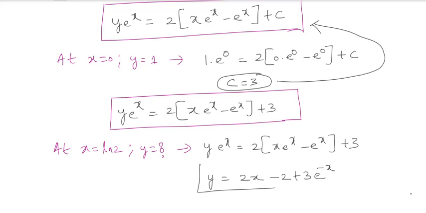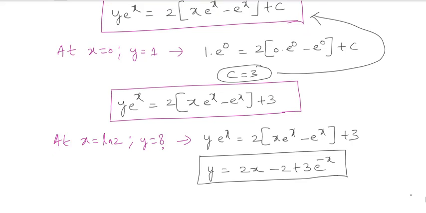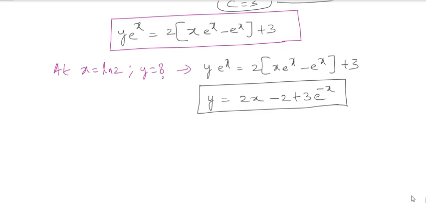For this also you can do the same thing. In order to avoid more terms with ln of values, that is the reason why I am just splitting that. So hence y is equivalent to 2 into ln of 2 minus 2 plus 3 into e to the power of minus ln of 2.